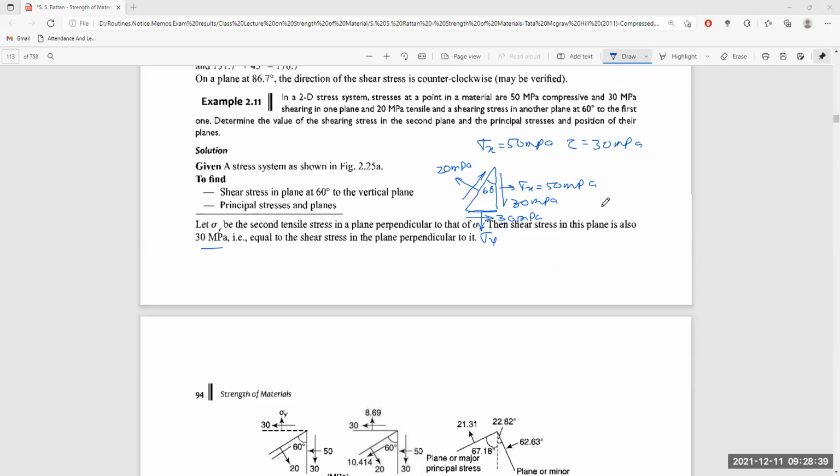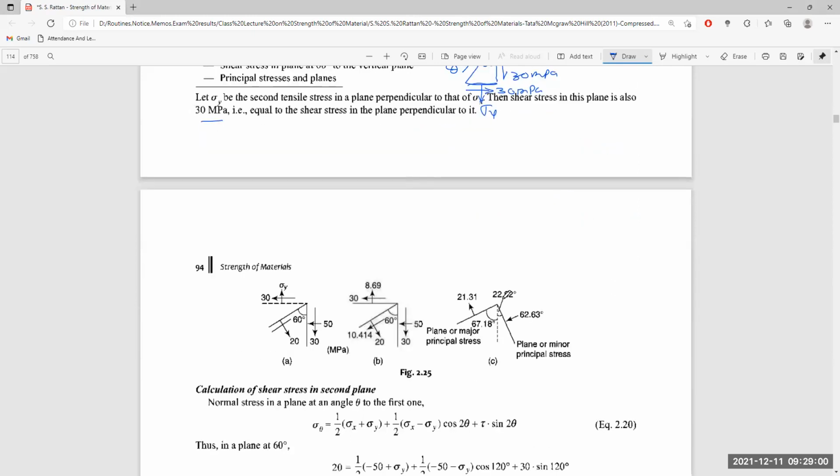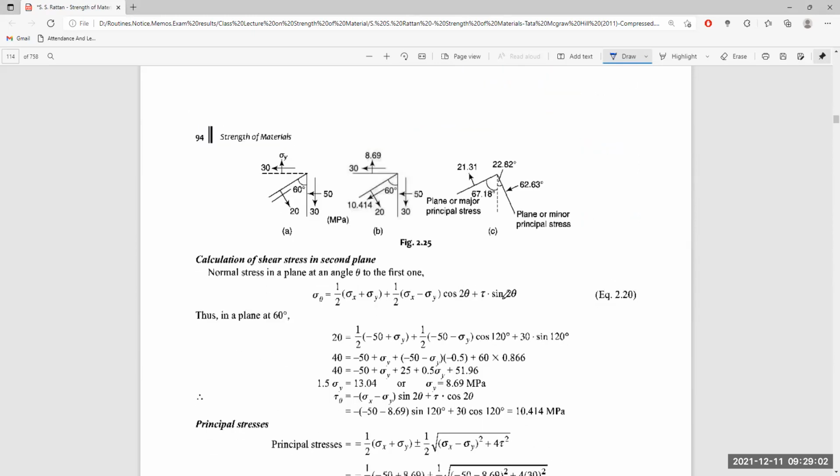So what we have got: sigma x and tau, sigma y is unknown to us, and tau on this plane is also the same. Sigma theta and tau theta are also unknown to us. So what we have to do? We have to find the normal stress in a plane at angle theta to the first one.